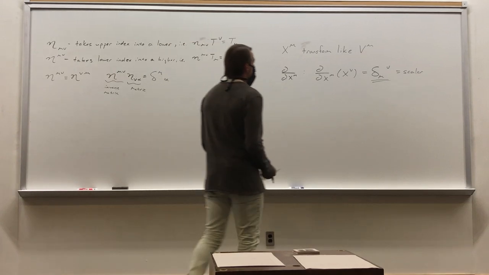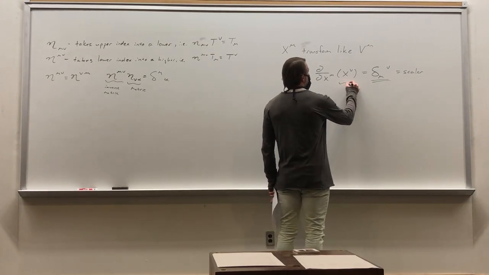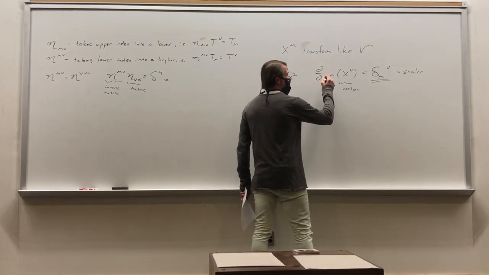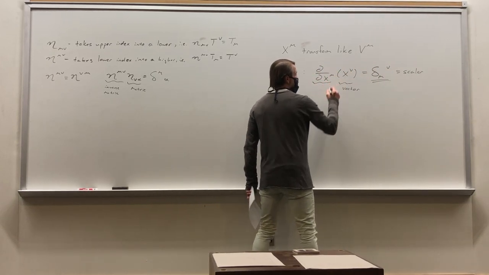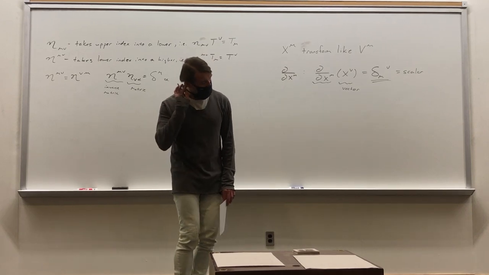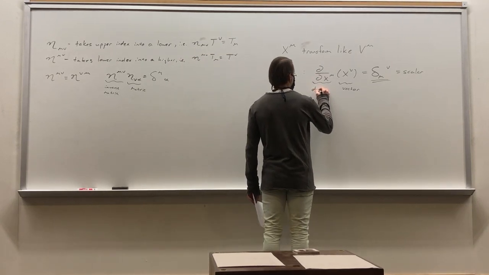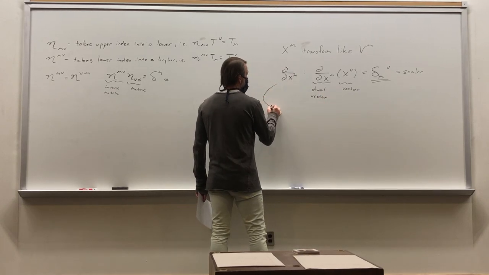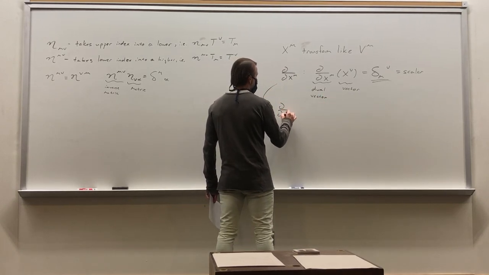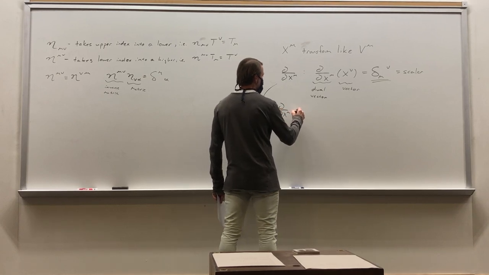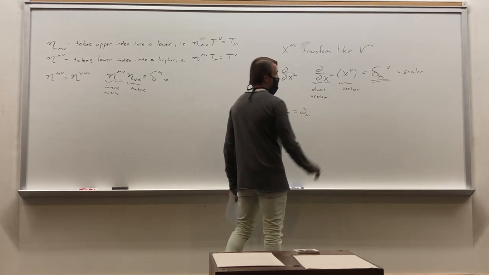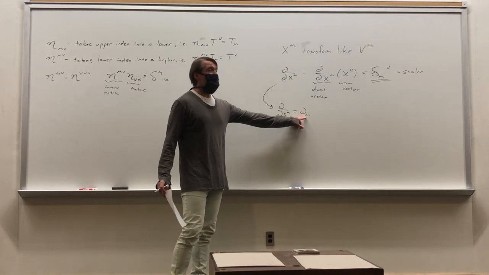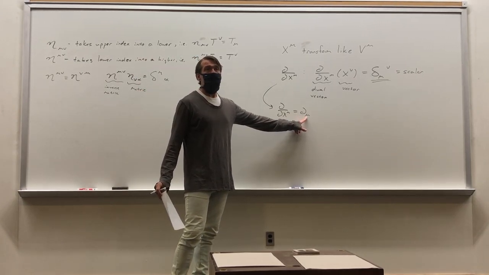But the important point is, if this thing transforms like a vector, and the combination of this and this gives me a scalar, what must this transform like? A dual vector. A dual vector, exactamundo. So we will utilize the notation that d by dx mu is d mu. That is, we will give it a dual vector index because it transforms like a dual vector.